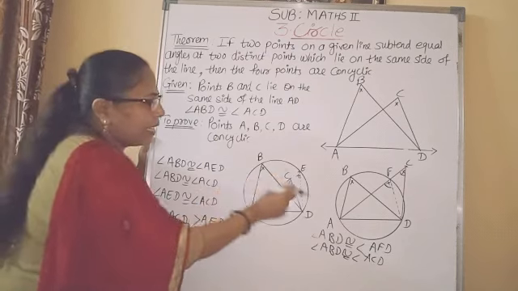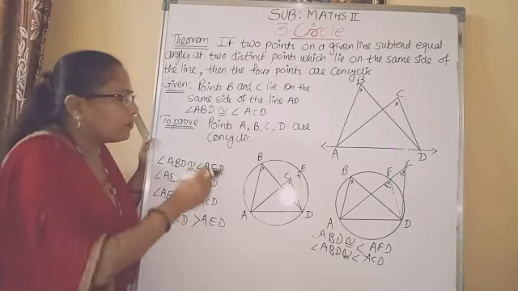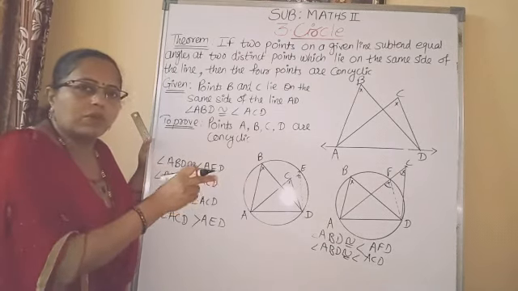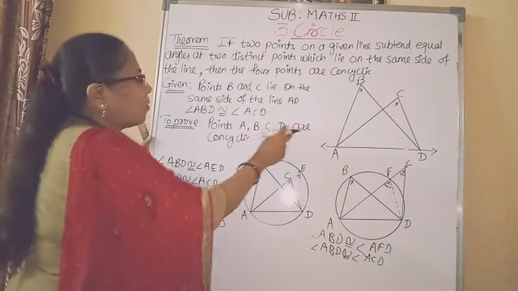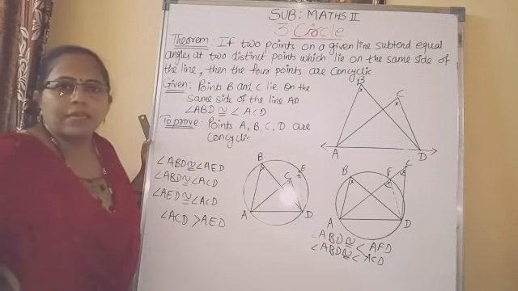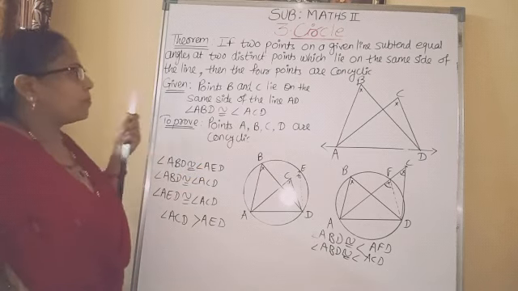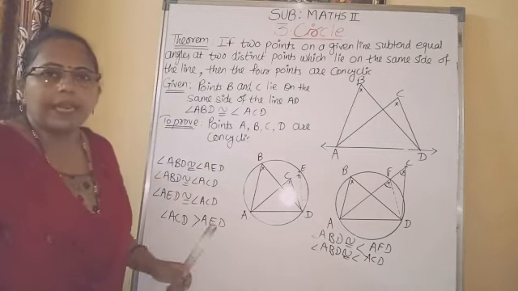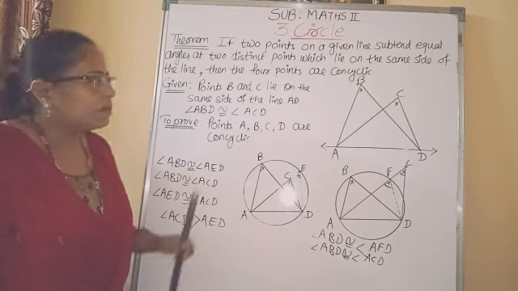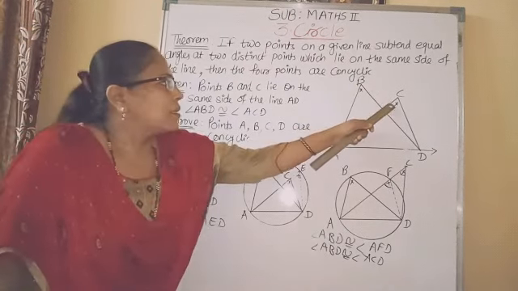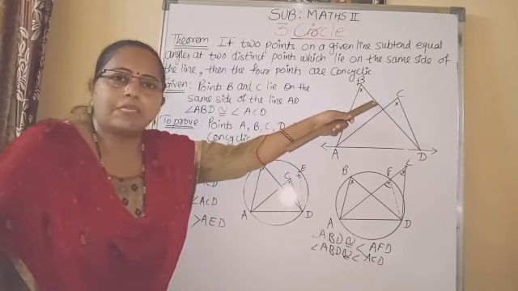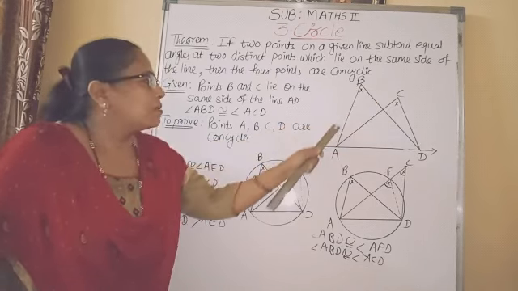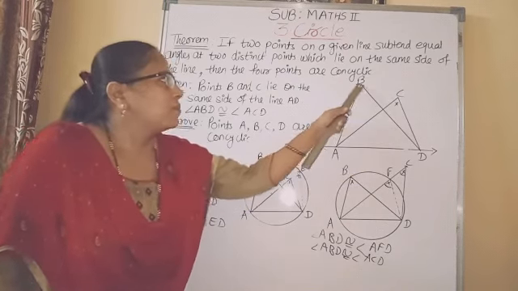So A, B, D are already on the circle. We got the fourth point C is also on the circle. That means A, B, C, D, all the 4 points are concyclic. So this way we proved this theorem using the indirect method. If 2 points subtend congruent angles on the same side of the segment, then all these 4 points are concyclic.